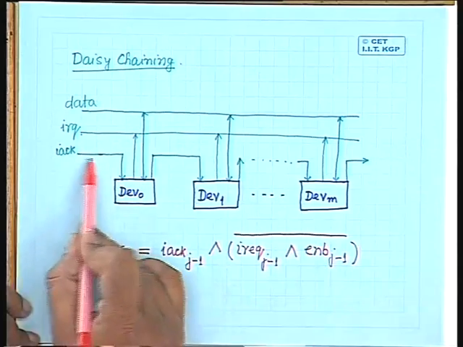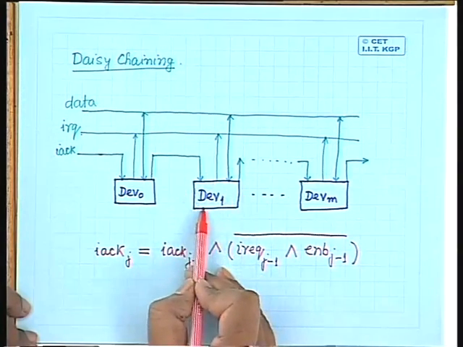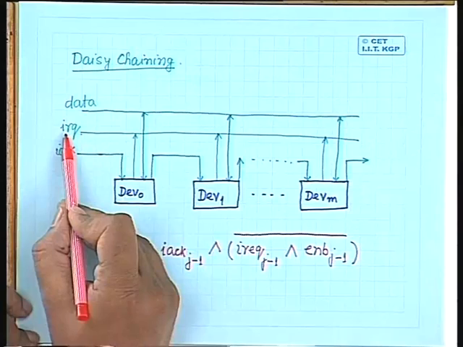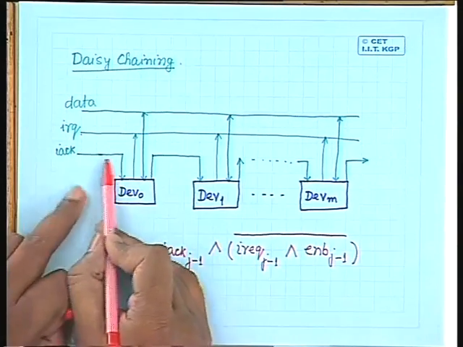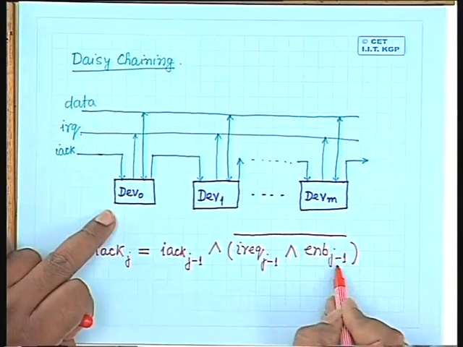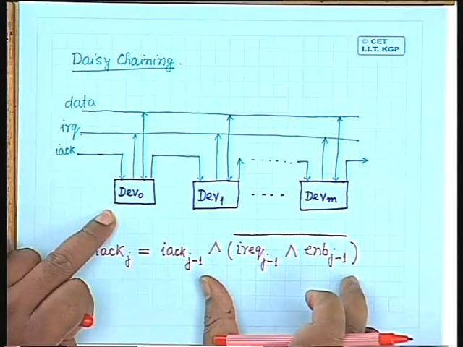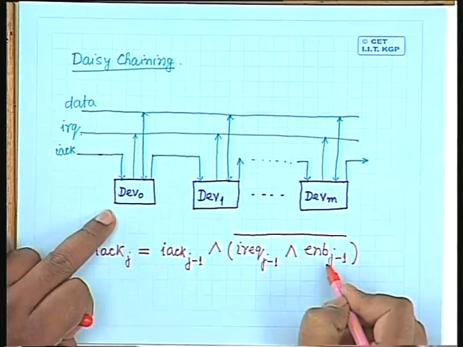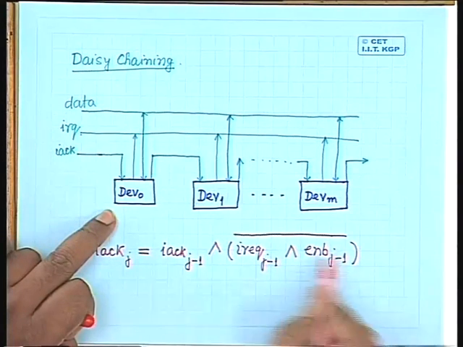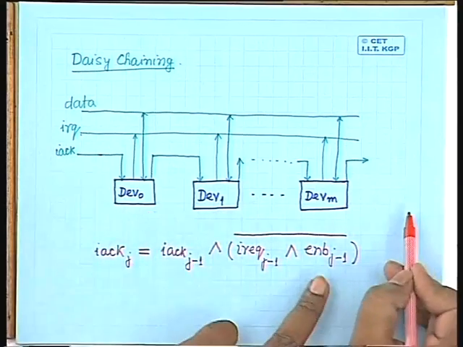Now, because the acknowledgement signal moves from one device to another device in the form of a chain, you find that device 1 can get an acknowledgement signal from device 0 only if there was an interrupt to the CPU. The CPU gives an interrupt acknowledgement signal. First, it reaches device 0, but for device 0, the condition is something like this: enable of device 0 and interrupt request of device 0, invert of this, if this is true. This means two things: either the device was not enabled or the device was enabled but it did not put the interrupt. Only in this case the acknowledgement signal will reach device 1 from device 0.